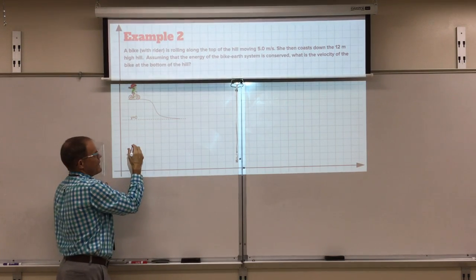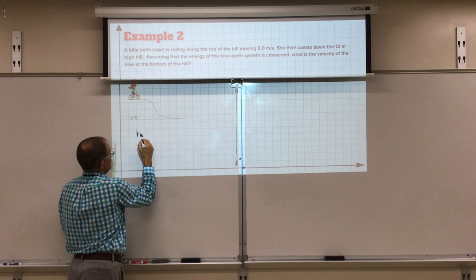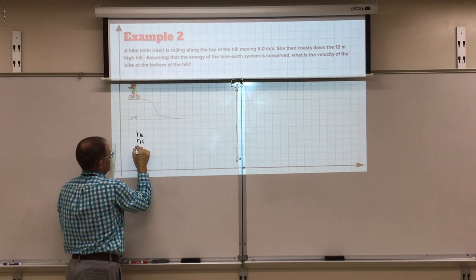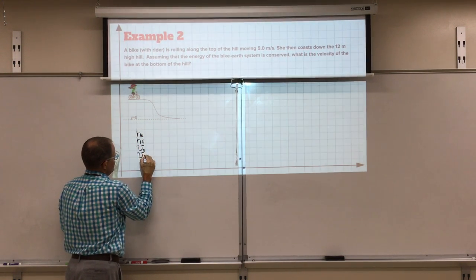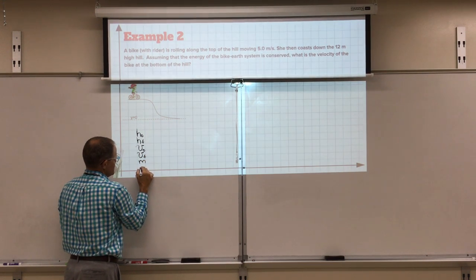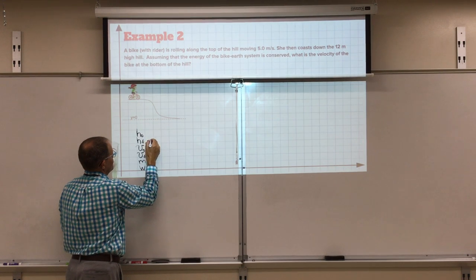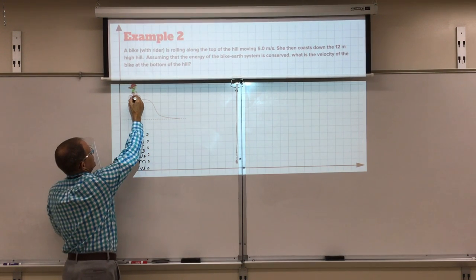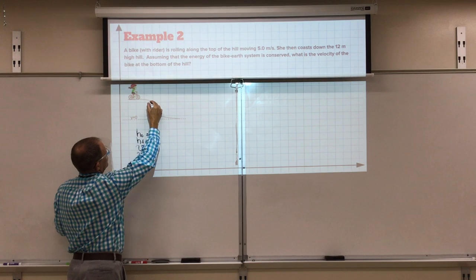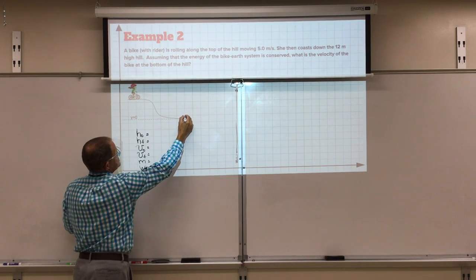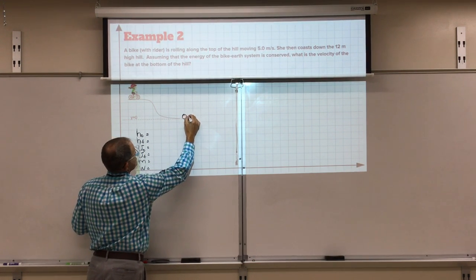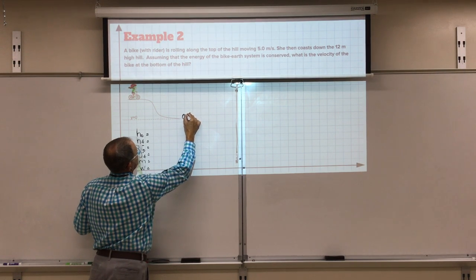So when we have these energy problems, we're going to have the initial height and the final height, the initial velocity, the final velocity, possibly the mass, and the work. Those are the variables we're going to have. So our little bike rider is going along the hill, she goes down the hill, and she ends up down here on her little bicycle.